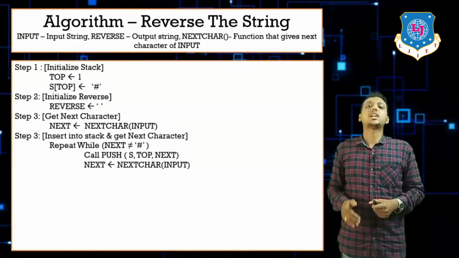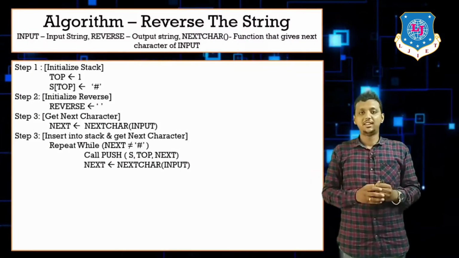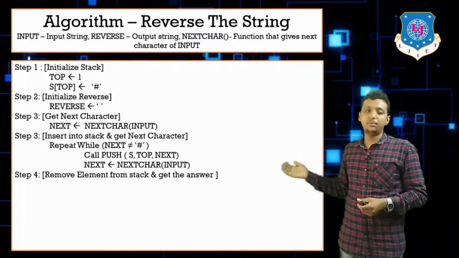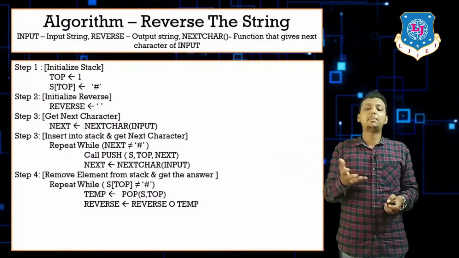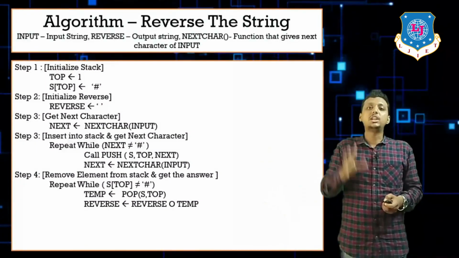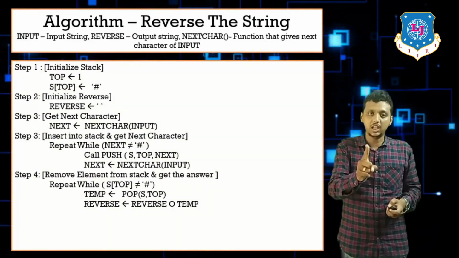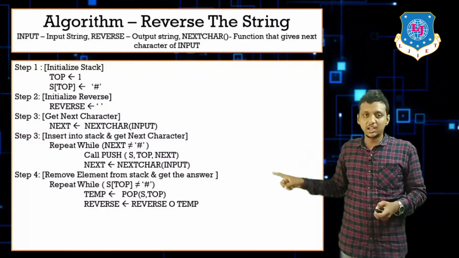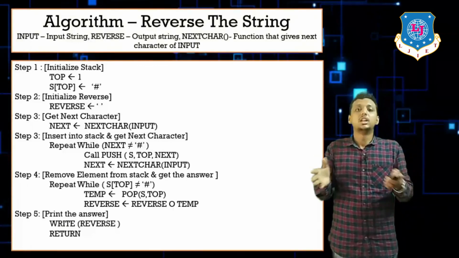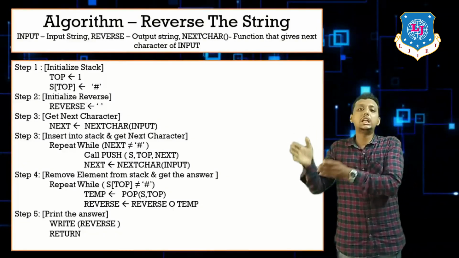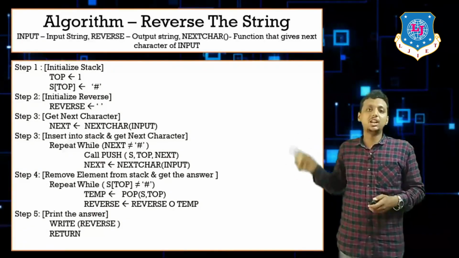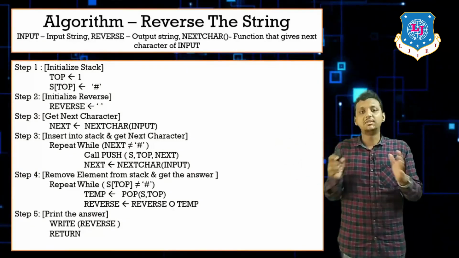So in the stack we have D, A, T, A. Okay, so what to do next? We just need to remove the elements from the stack. For that we apply the pop operation. So pop s comma top, it will be stored into temp. In temp first we get A, concat with the reverse, so reverse becomes A. Next we get, students, what? A, T, A, D. In similar steps, this loop goes on until and unless s of top becomes hash, and we get our answer.